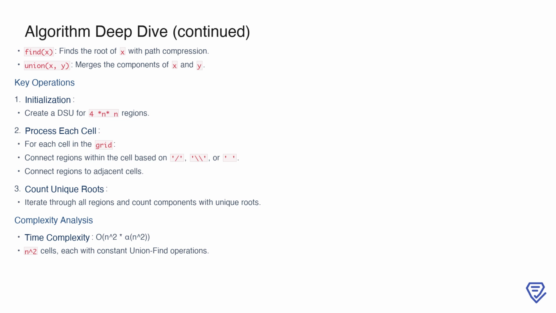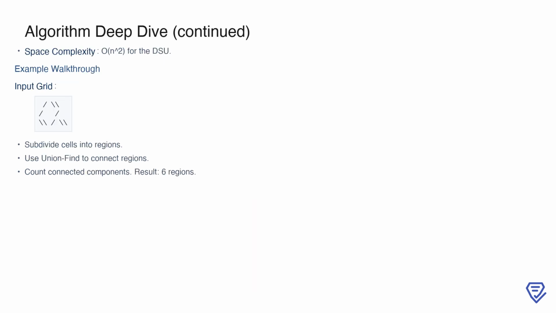The time complexity of this solution is approximately O(n squared, multiplied by the inverse Ackermann function), which is close to constant in practical scenarios. This efficiency comes from the nearly constant time complexity of union find operations. The space complexity of our approach is O(n squared), because we store the union find structure for all the regions in the grid. To see this algorithm in action, let's consider an example.